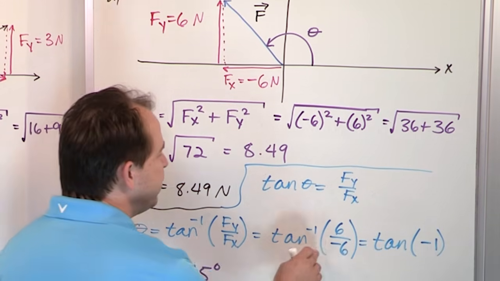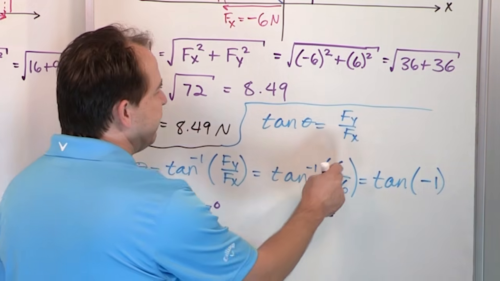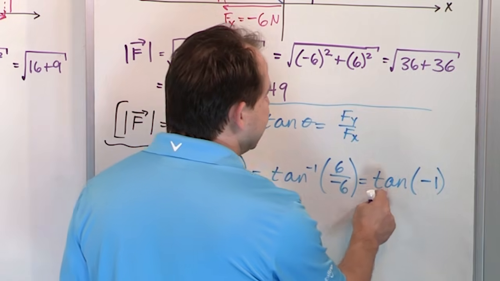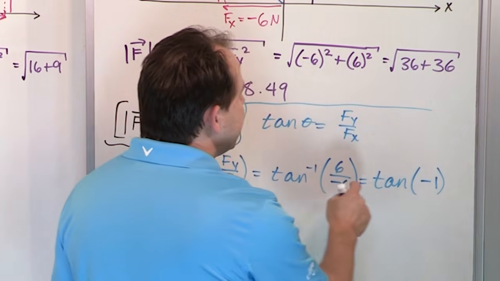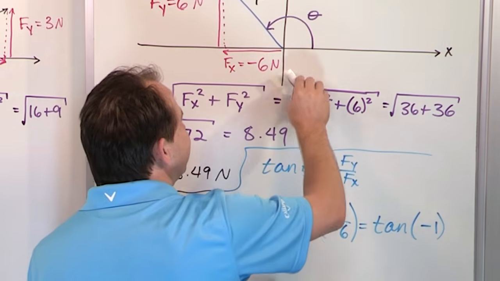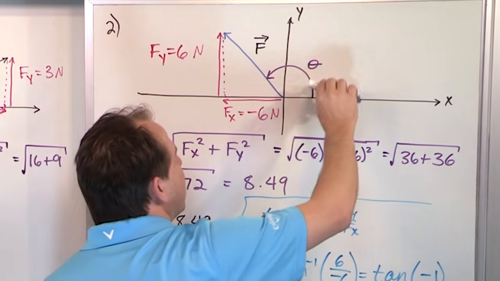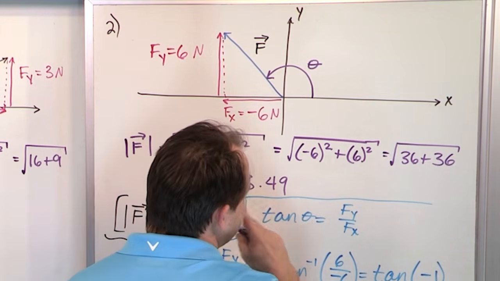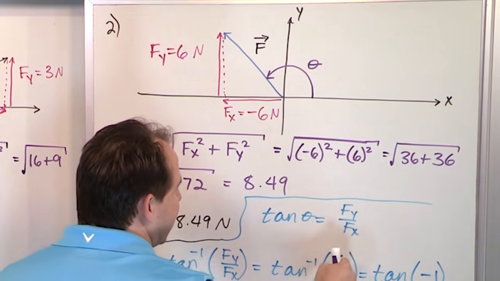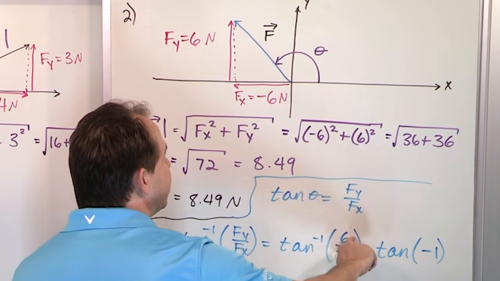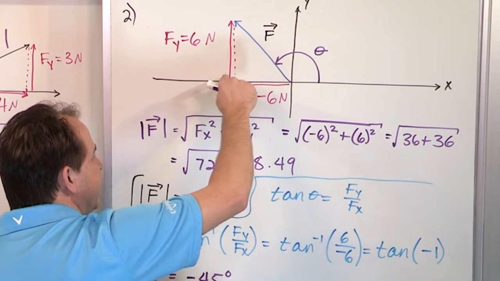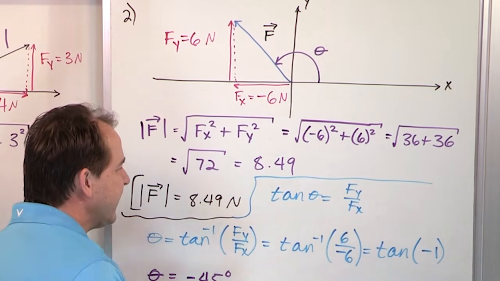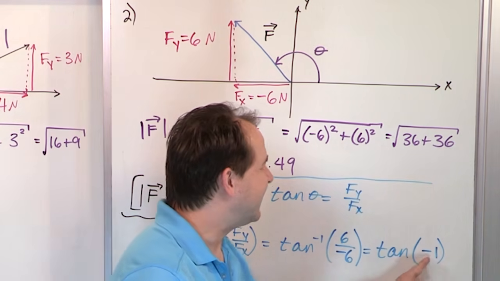Because when you did this, the inverse tangent of 6 divided by -6 is the inverse tangent of -1. The calculator is always going to assume that your angle is going to be somewhere over here. So in other words, we really have a vector here, with y equal to a positive value of 6 and x a value of -6.